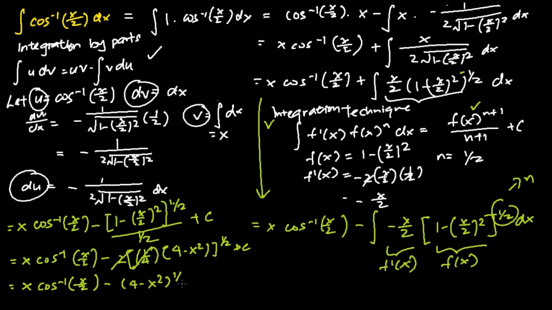And therefore, in the end, the final answer to this particular problem, the integral of cosine inverse x over 2 dx, is x cosine inverse x over 2, subtracting away the square root of 4 minus x squared, plus c.